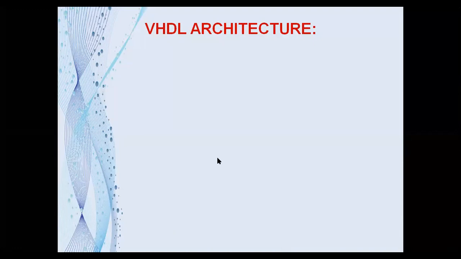So in the previous session, we discussed the VHDL conceptual model, which consists mainly of two parts: the VHDL entity and the VHDL architecture. The VHDL entity describes the external interface of the digital system, and the VHDL architecture describes the functionality of the digital circuit.